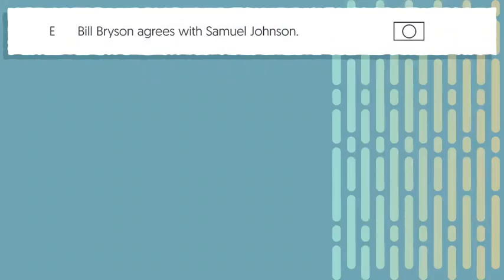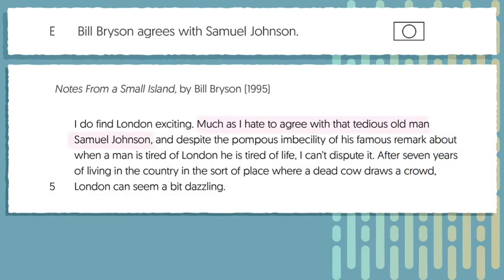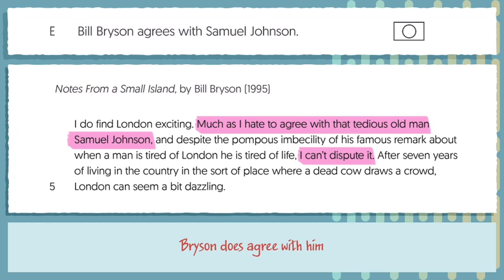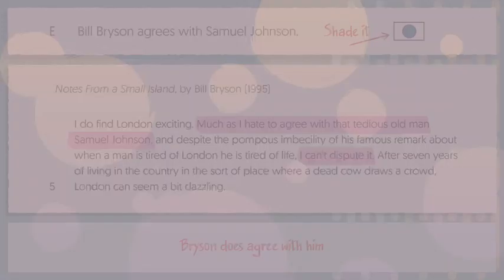Statement E, Bill Bryson agrees with Samuel Johnson, is an easy one to identify. It's covered at the beginning of the source, where it states, Much as I hate to agree with that tedious old man, Samuel Johnson, and then a little later in the sentence, I can't dispute it. This means that yes, Bryson does agree with him, and so the statement is true, and we would shade the box next to it.